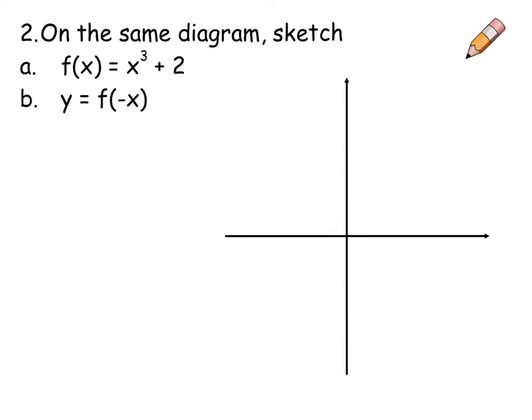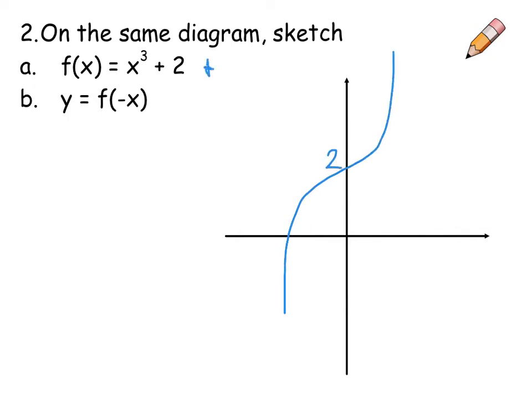Let's try another one. In this one we have to draw x cubed plus 2, and then we have to draw the function y equals f of negative x. You might remember from lesson 1 I reminded you that the x cubed shape looks like this, right? So x cubed plus 2 is that same graph but shifted up 2. So it's your point of inflection like that, and it's cutting through the number 2.